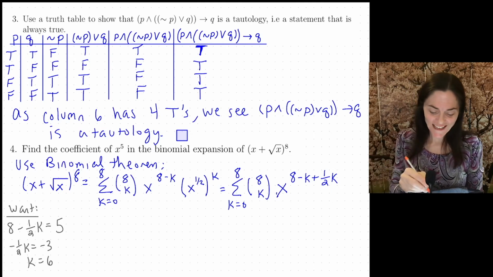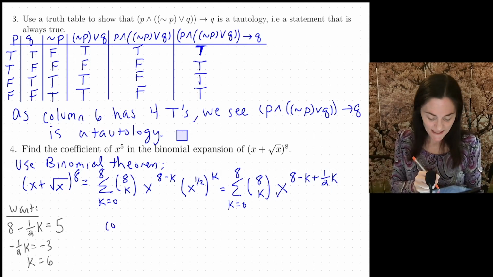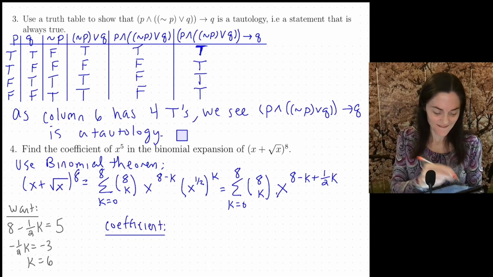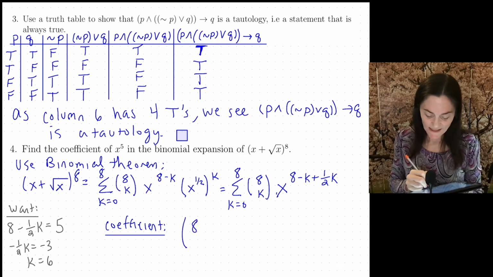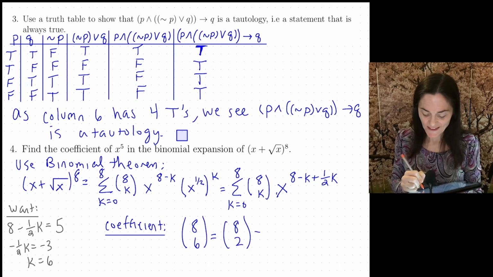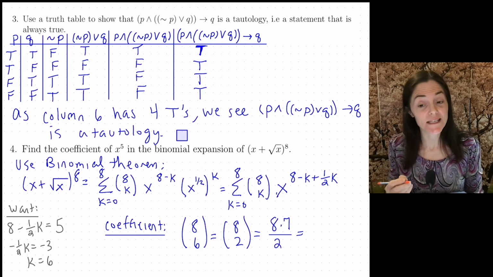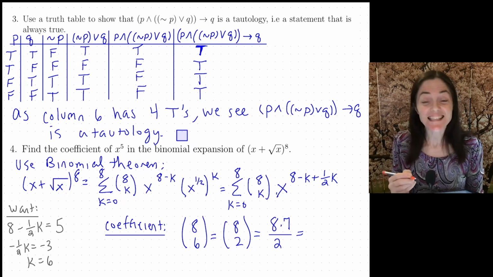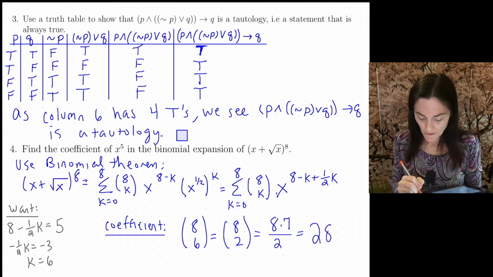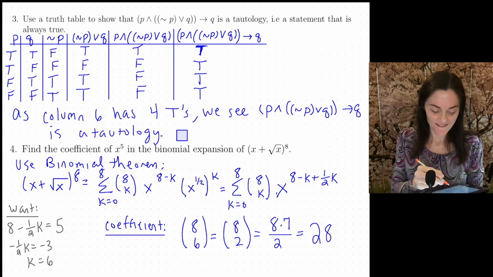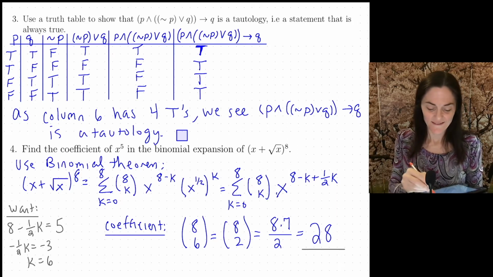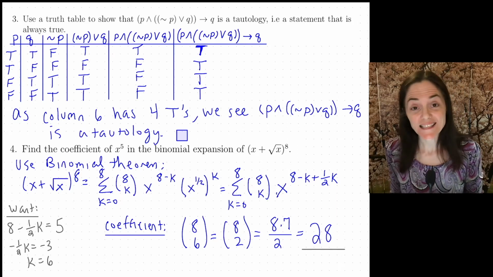And so the final answer here, the coefficient, this is 8 choose 6, which you can also write as 8 choose 2. And this is 8 times 7 divided by 2, which is 56 over 2. This is 28. This is our final answer.